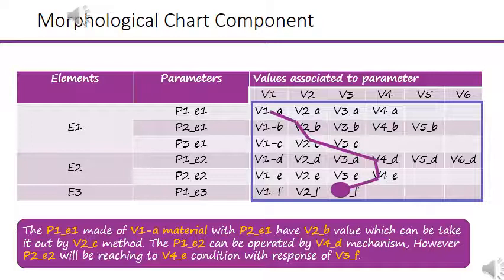The final stage is to write the obtained solution in a sentence. This is to make more sense, in terms of correlating the functionality obtained from the new solution. Like, the P1_E1, made of V1_A material, with P2_E1, has V2_B value, which can be taken out by V2_C method. The P1_E2 can be operated by V4_D mechanism. However, P2_E2 will be reaching V4_E condition with response of V3_F.